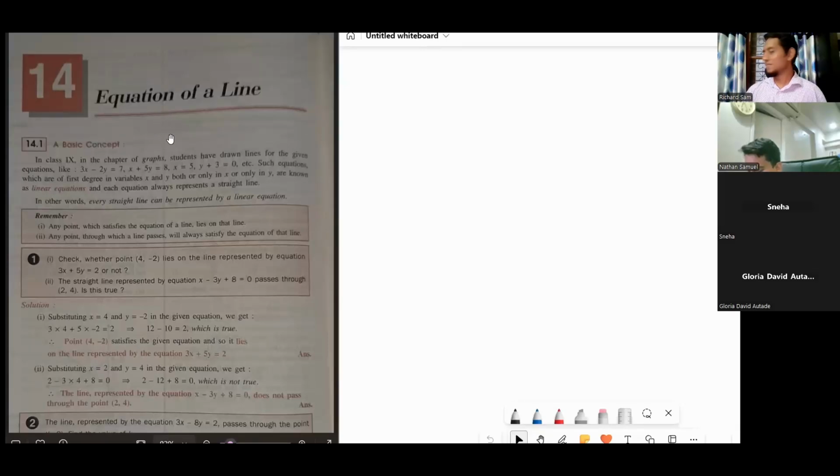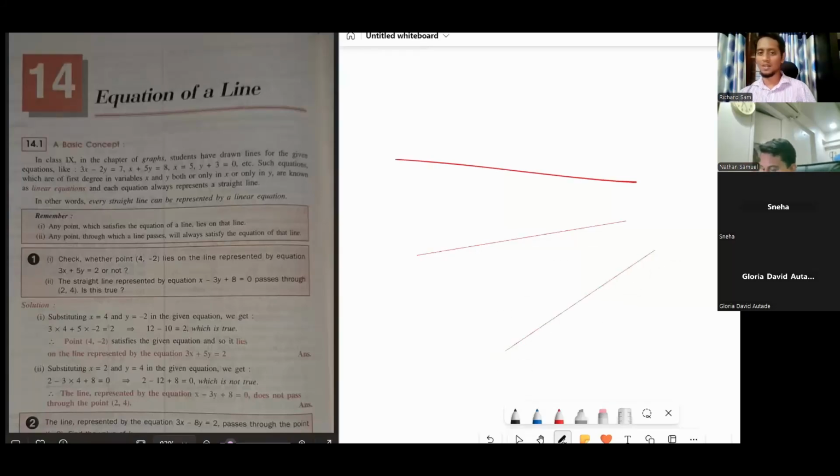Equation of a line states that every line has an equation. So whatever line you draw, it has an equation. If two lines are parallel to each other, will they have the same equation? No, they won't have the same equation. But if the lines are next to each other in a straight line, that's one continuous line only. So then they will have the same equation because it's one.